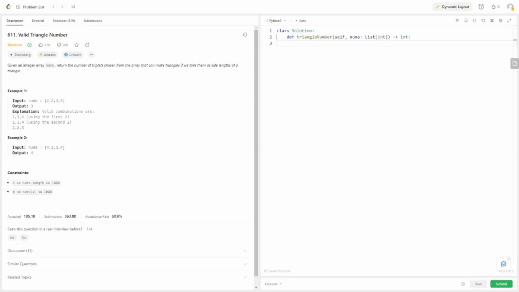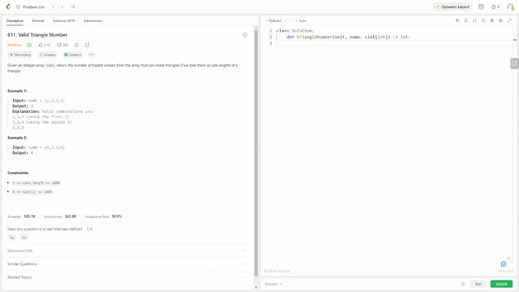Hello everyone, let's look at LeetCode question 611, Valid Triangle Number. At time of recording, this question has 3.7 thousand upvotes and 208 downvotes. The question is, given an integer array nums, return the number of triplets chosen from the array that can make triangles if we take them as side lengths of a triangle.